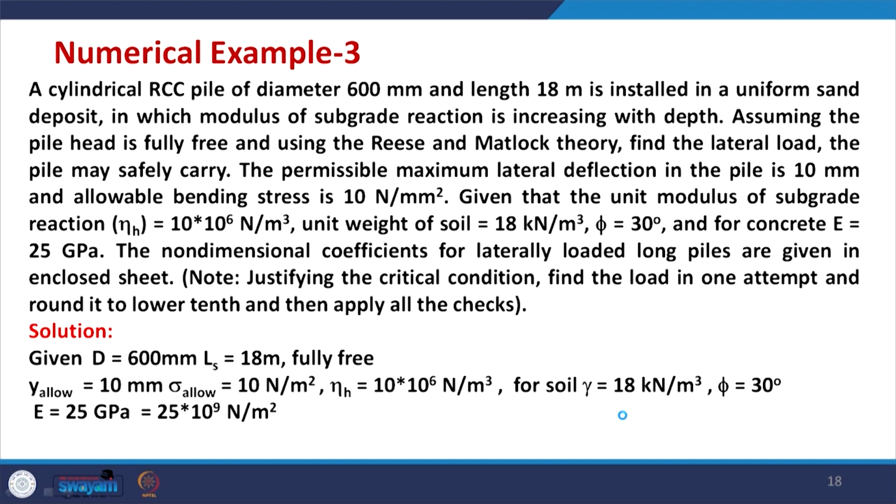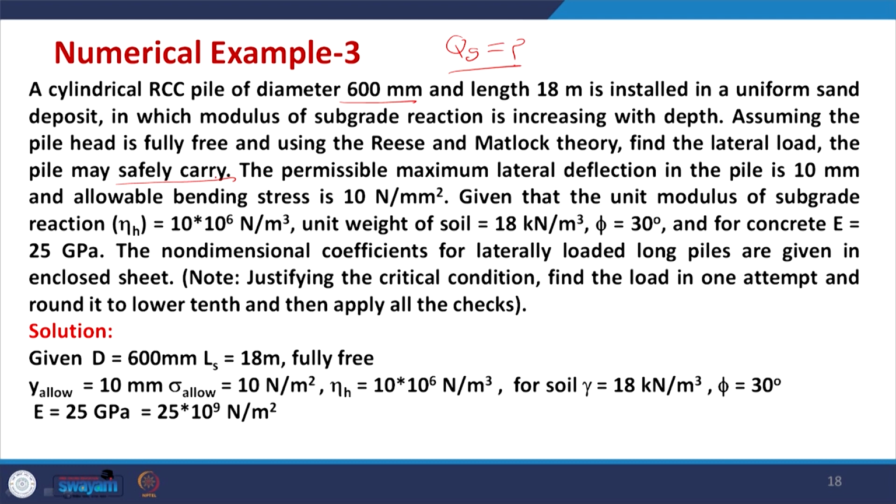So, here the load is not given. What is the issue? The diameter of the pile is given, but the problem is the load carrying capacity. So, Qg is unknown, and this load needs to be found out in such a way that it is carried safely, without violating any of the checks.